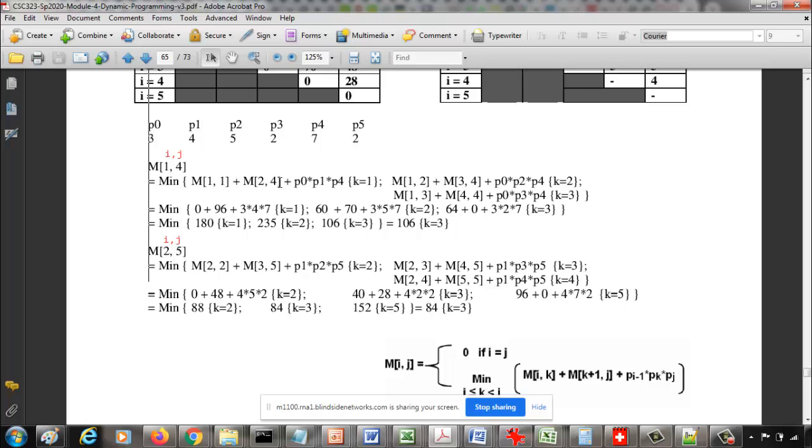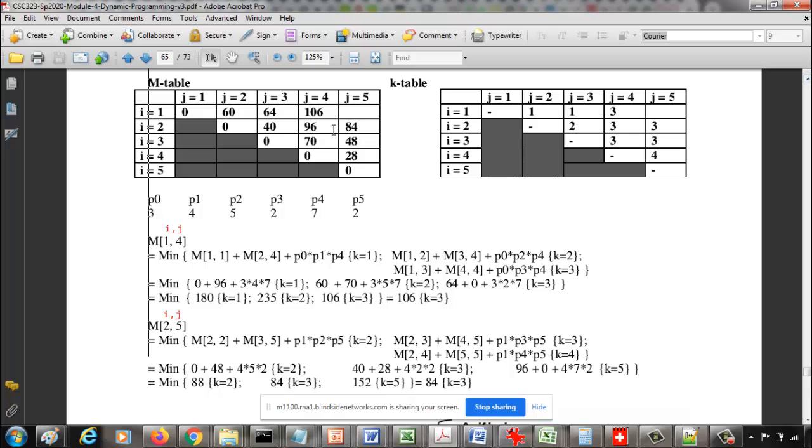So m of 2 comma 4 we just found from the earlier iteration as 96. m of 1 comma 1 is 0. So 0 plus 96 plus p0 times p1 times p4, which is 3 times 4 times 7. So the result is 180 for k equals 1.